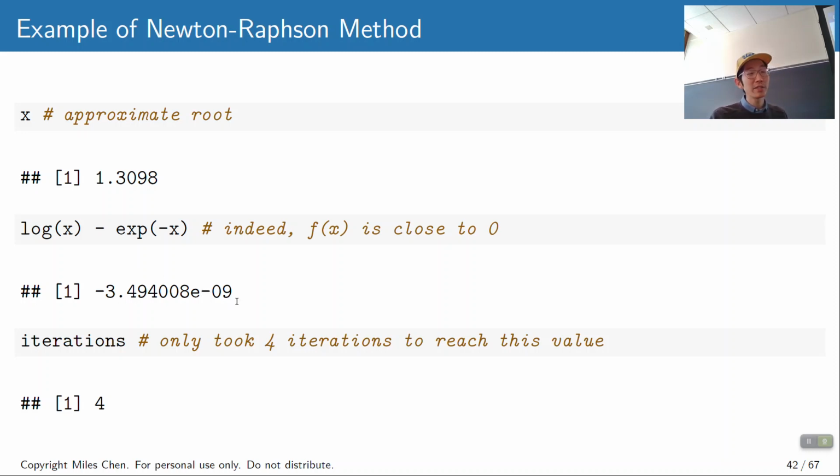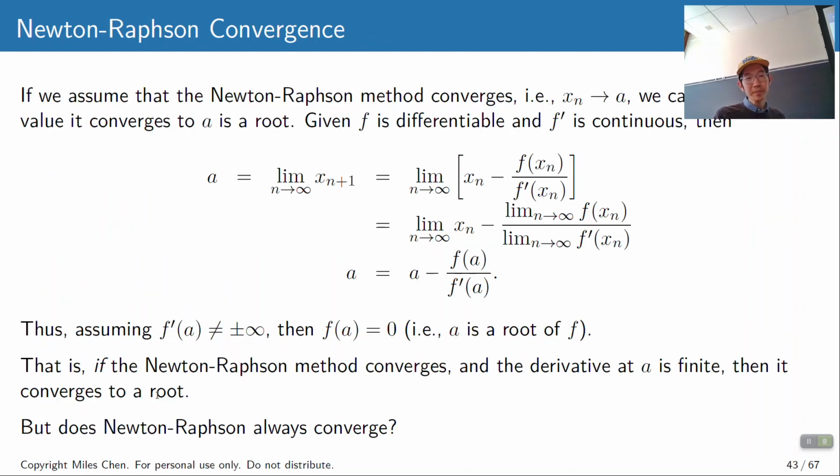10 to the negative 9. And it only took us 4 iterations, right? So fixed point iteration took us around 19 iterations. Newton-Raphson only took us 4 iterations. Now, you're not going to detect the time difference between 19 iterations and 4 iterations on your computer. Both of them take a split second. But Newton-Raphson in general converges much faster, okay?